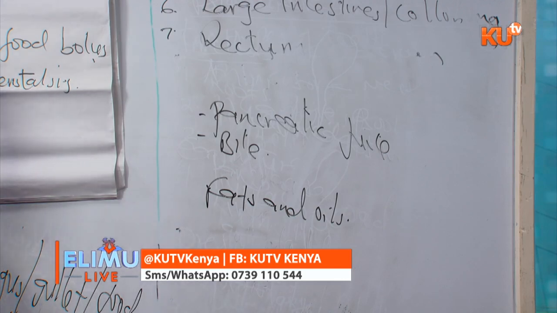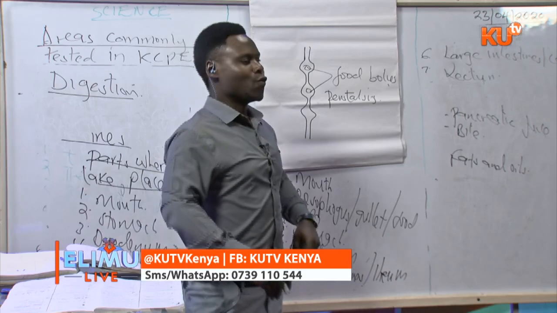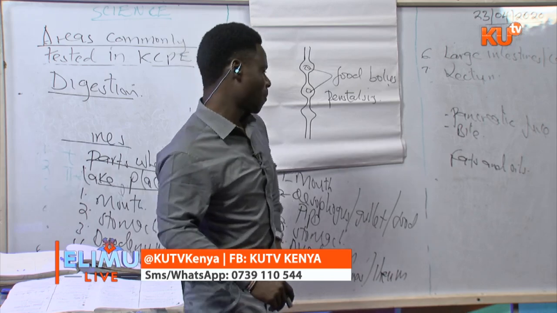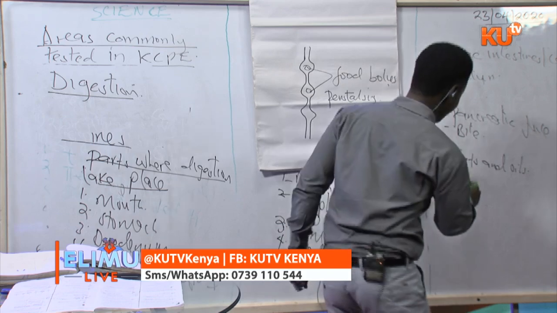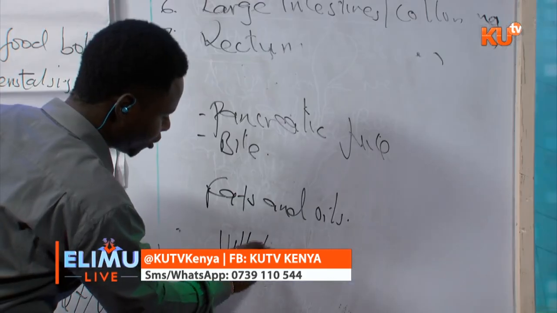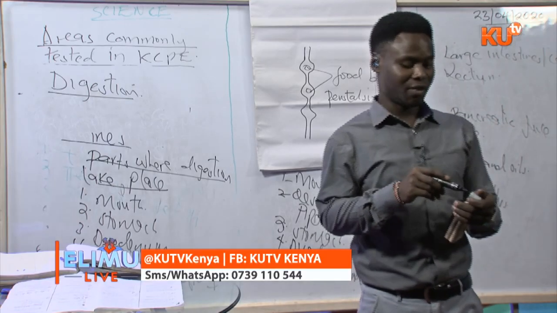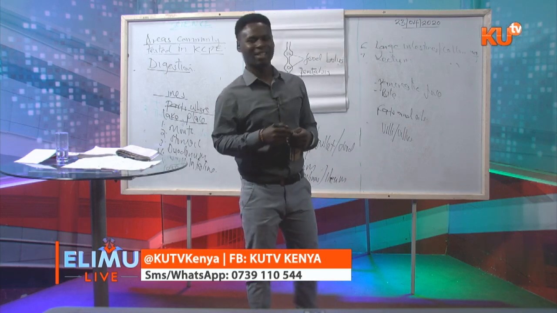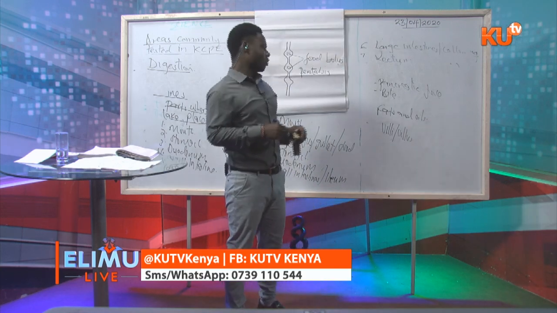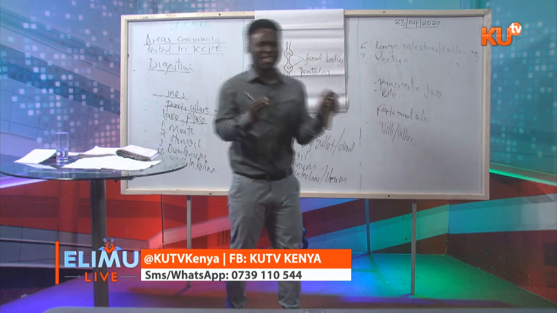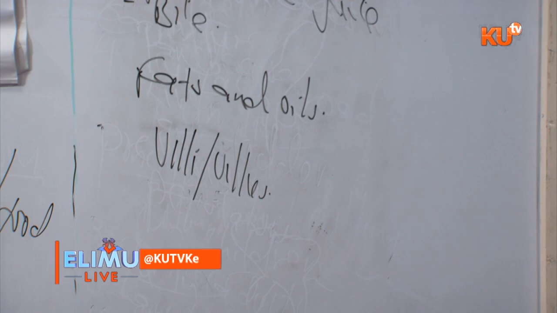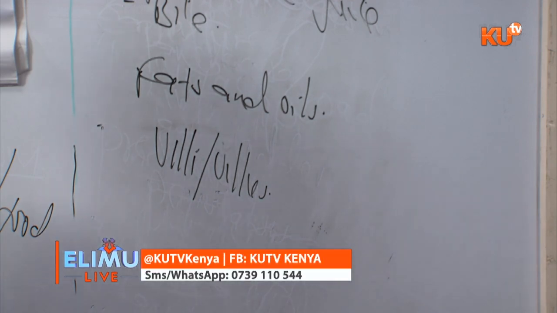Then the last part where digestion takes place is in the small intestine. Now, in the small intestine, we have finger-like projections known as the villi, that is in plural, or villus in singular. On the surface of the small intestine, we have the villi. Now, what do the villi do? They provide a large surface area for absorption of food. It therefore means that in the small intestine, digested food is absorbed.